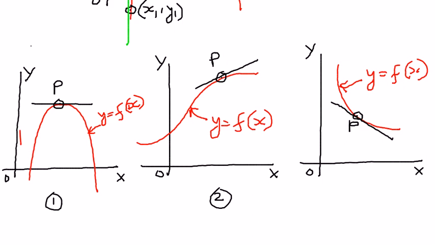In this third figure, the curve is represented by y equals f of x, and the point P is the tangent point for the curve. So this is how we can represent the tangent line to a graph of a function. In my next presentation, we shall see how to represent the slope of a tangent line using limits.